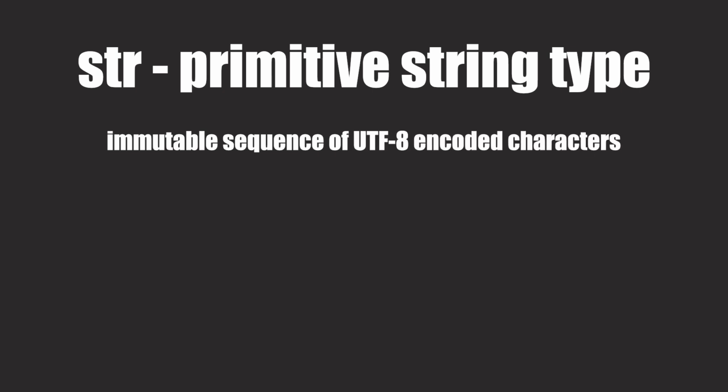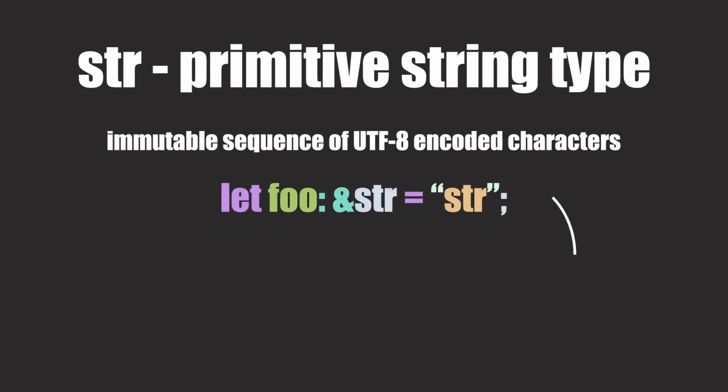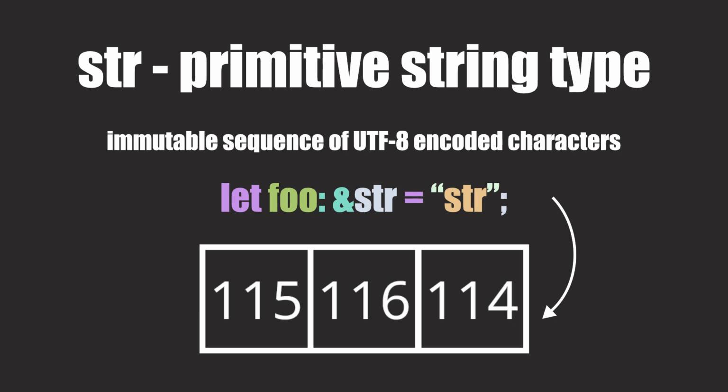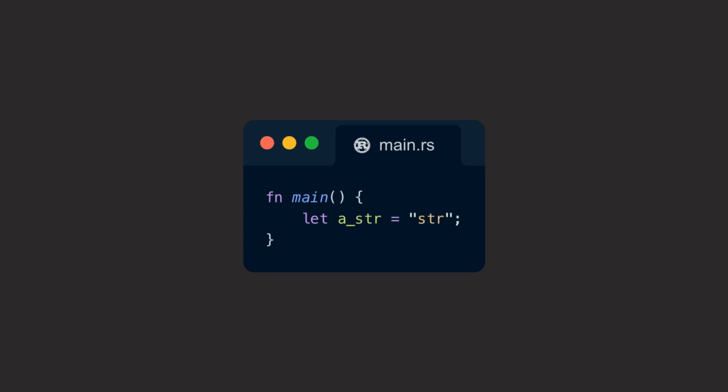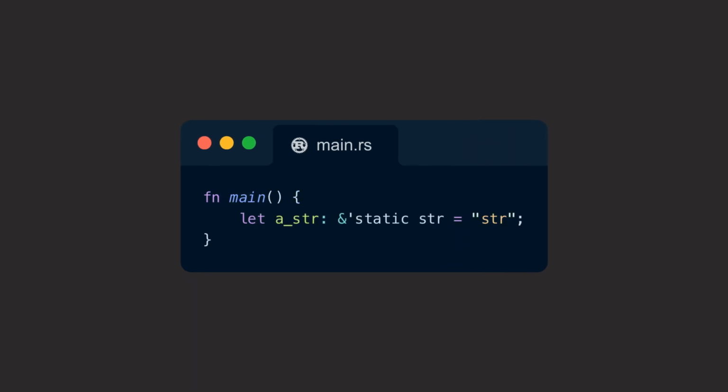str is the primitive string type, also called string slice. It's an immutable sequence of UTF-8 encoded characters somewhere within a program's memory, which is why we usually encounter it in its borrowed form, reference str. It's a pointer to somewhere within our program's memory. That string slice can point to basically 3 different things. A string in static storage, which is when the string is hard-coded into our binary and loaded into memory at runtime. In that case, we deal with a string slice with a static lifetime.